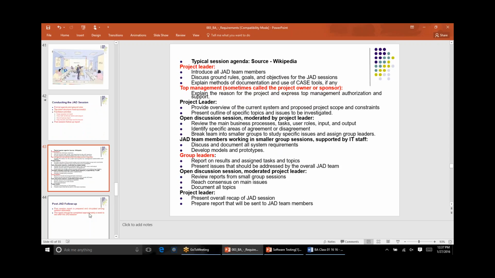Project leader. The project leader is the person who is sponsoring the project. The role of the project leader is very important. He introduces and sets up the ground rules. He decides the documentation and guidance, what kind of documents we're going to use, what kind of method we're going to use. He defines the roles. He decides who is going to be facilitator. And there are many different roles of each of these people.